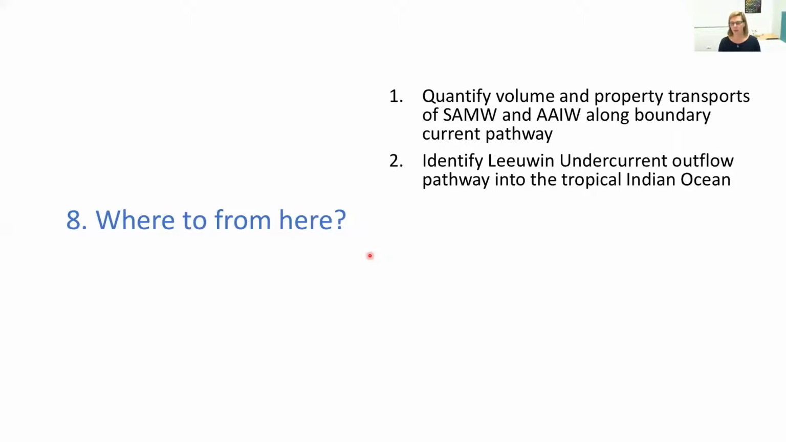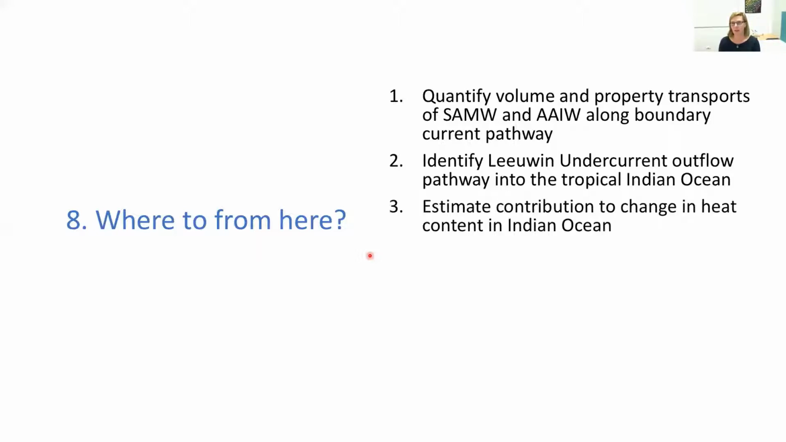So we've seen that there are strong changes in subantarctic mode water properties in the Southern Ocean, and it may be that their modification is being felt in the Indian Ocean as a change in the rate that the ocean is warming there. We'd like to estimate the contribution to the change in heat content then in the Indian Ocean.